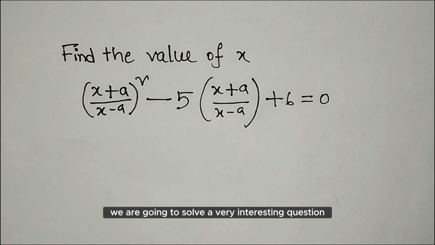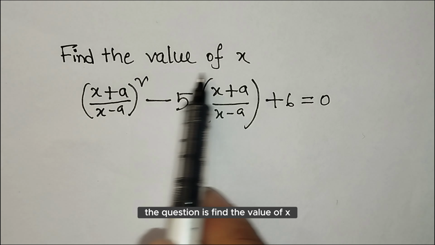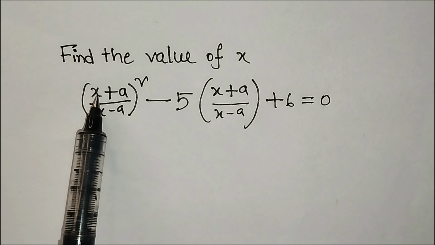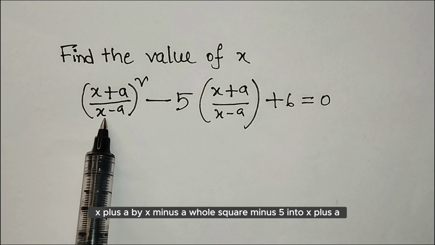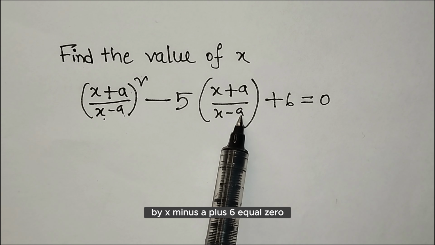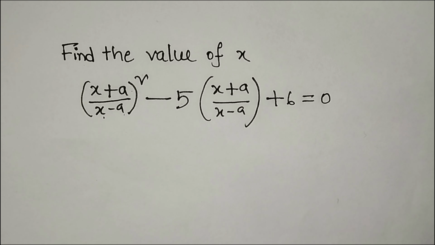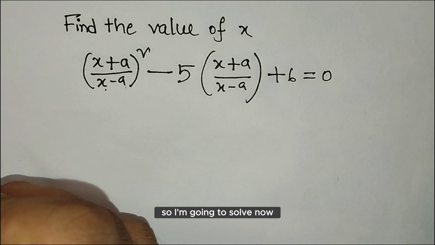So today we are going to solve a very interesting question. The question is, find the value of x: ((x plus a) by (x minus a)) whole square minus 5 into ((x plus a) by (x minus a)) plus 6 equal 0. So I'm going to solve now.